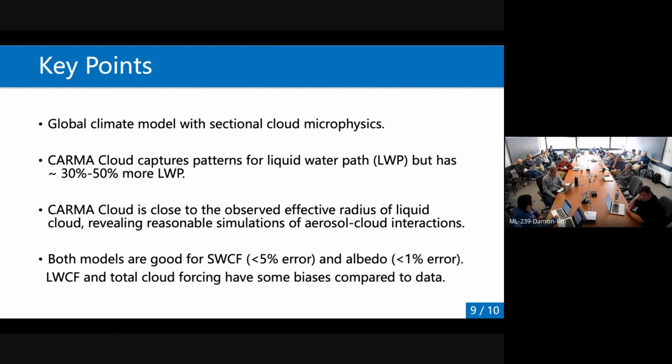To conclude, we have a global climate model with sectional cloud microphysics, and Karma Cloud has captured the pattern for liquid water paths, but has large values. For the effective radius, Karma Cloud is close to the data, revealing reasonable simulations of aerosol cloud interactions. Both MG and Karma Cloud have good patterns for shortwave cloud forcing and albedo, while the longwave cloud forcing has some biases.